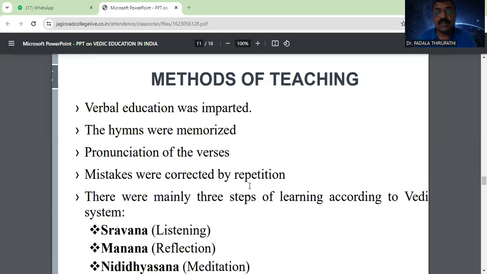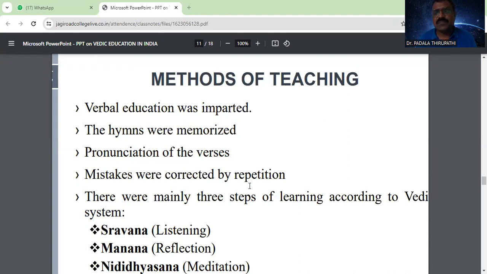Mistakes were corrected by repetition. Whenever a mistake has occurred, then you should repeat and repeat it. The repetition is useful for the correction of mistakes. This is also one of the methods adopted at the time of the Vedic period.